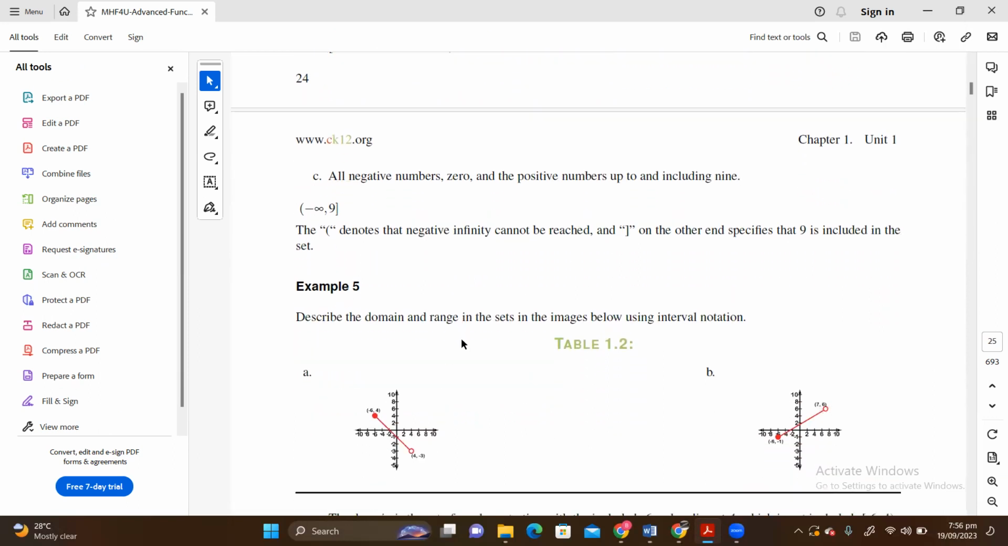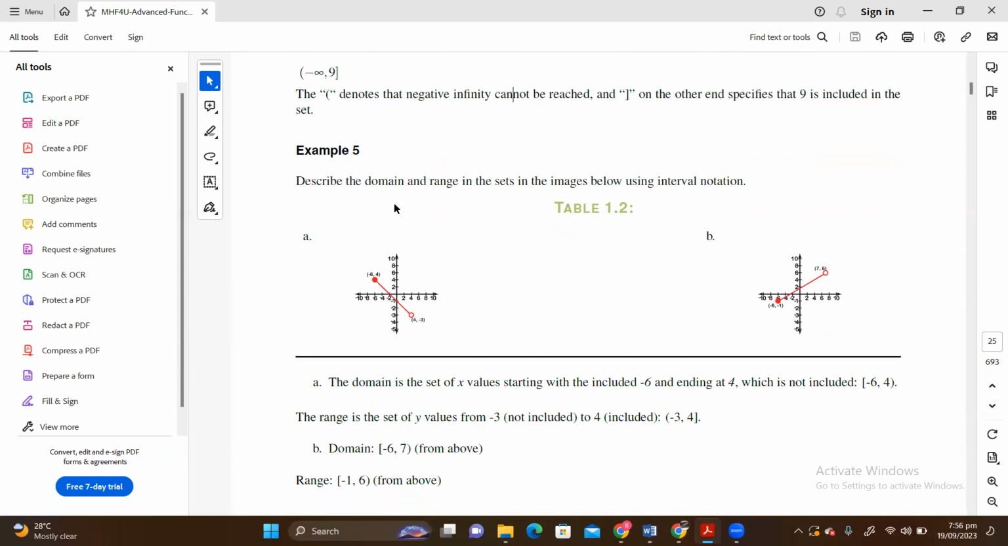All negative numbers, 0, and the positive numbers up to and including 9. All negative numbers, they are included. Yes. So it will be negative infinity to 9. Including 0, including the numbers till 9. So it's negative infinity to 9.